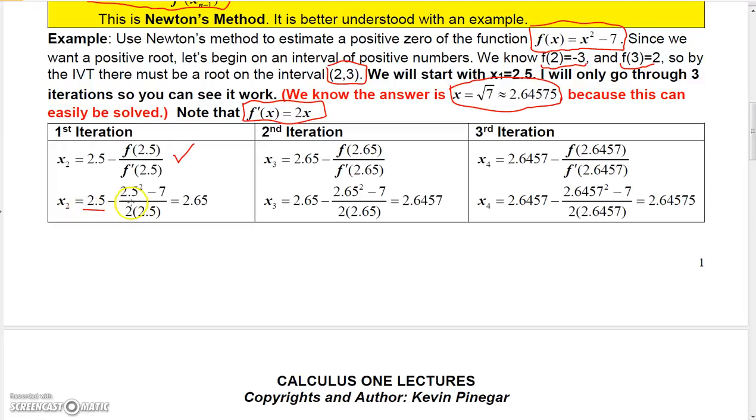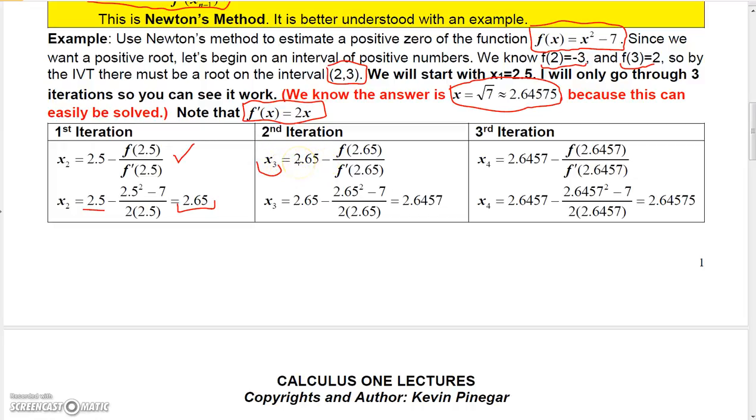Well, when I subtracted this from 2.5, I actually got 2.65. So now that's x2. Now to get x3, I do the same thing, but instead of doing it with 2.5, I do it with the new value, 2.65.